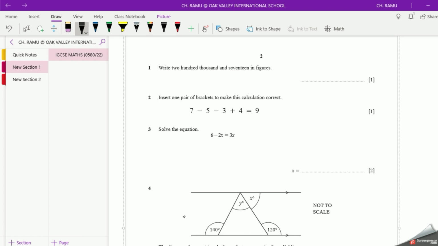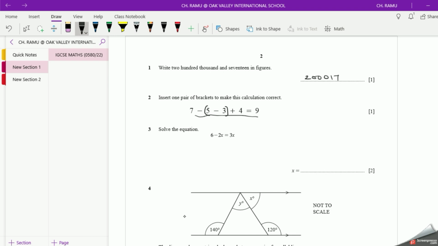Write 200,017 in figures. Insert one pair of brackets to make this calculation correct. Here the given calculation is wrong. If we place one pair of brackets perfectly, then the given statement will become correct. Now we can check: 7 minus 5 minus 3 is 2. 7 minus 2, 5 plus 4, is 9.